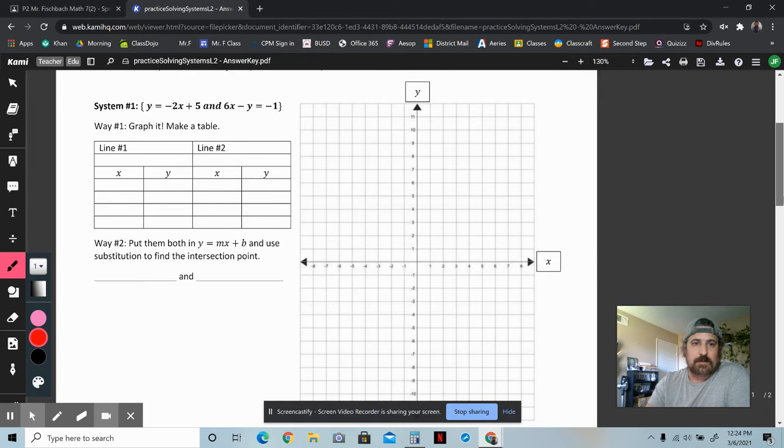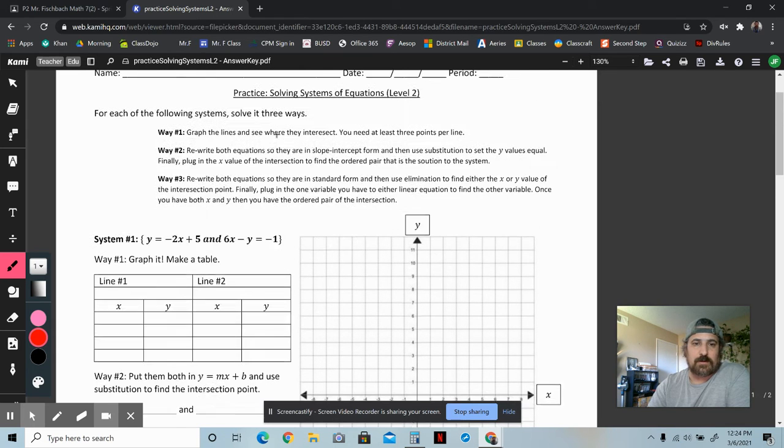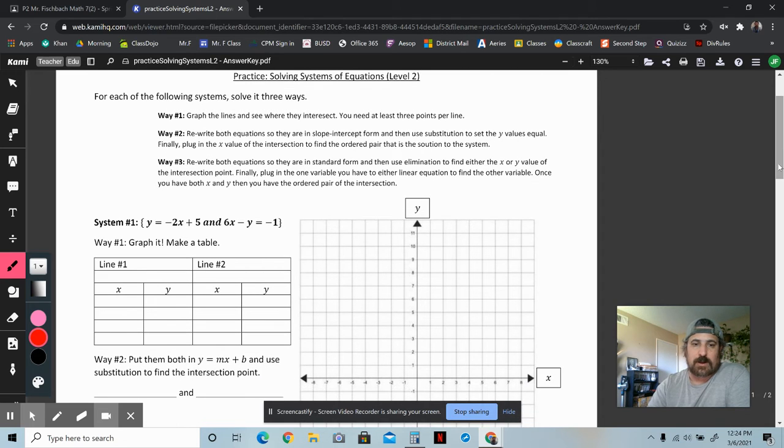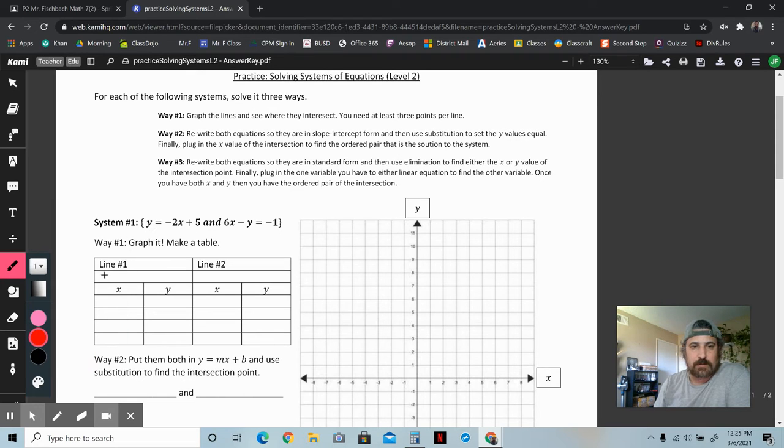And it says system number one, y equals negative 2x plus 5, and then 6x minus y equals negative 1. Now, if we're graphing, I think it's easiest to do it from slope-intercept form. So what I recommend is we change both these into y equals mx plus b. So this one's already in y equals mx plus b, the first line. So I'm going to put that right here, y equals negative 2x plus 5. It's already set up for us.